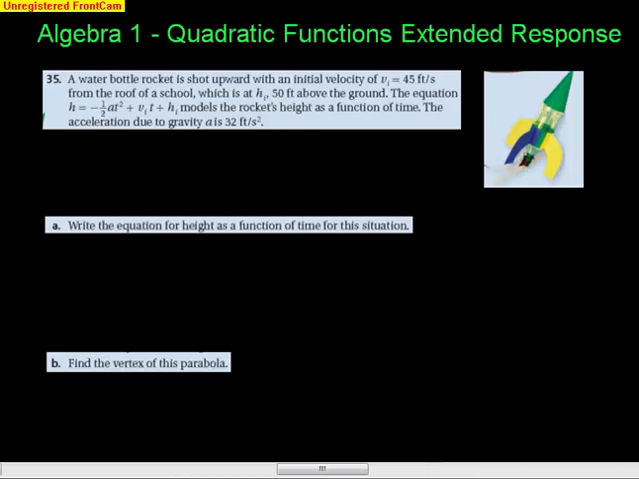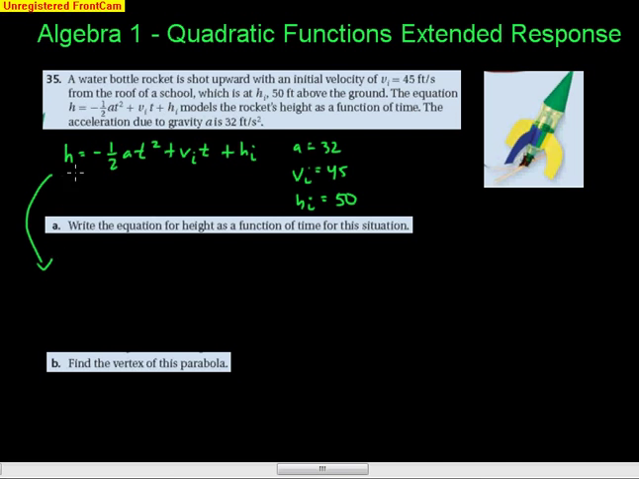Okay, so basically what this says is plug in your numbers. So the function here, h equals negative 1/2 at squared plus v sub i t plus h sub i. And they give you what a, v sub i, and h sub i are. A is 32, v sub i is 45, and h sub i is 50. So all I'm going to do down here is plug those numbers into this function. h equals negative 1/2 times 32, t squared, plus 45t plus 50.